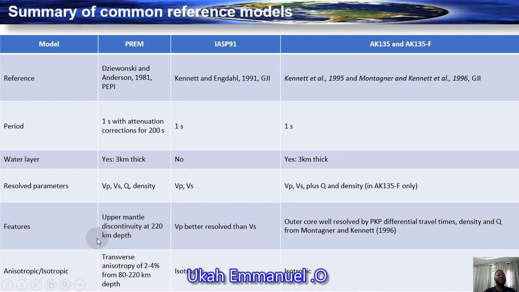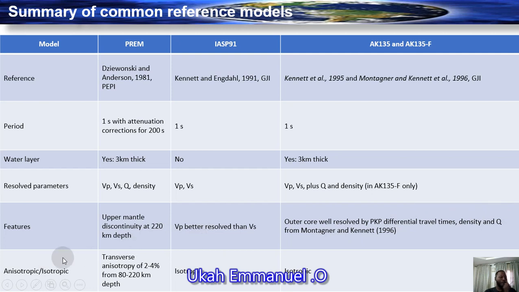So here features the upper mantle discontinuity at 220, which is the artificial discontinuity I talked about, is the gradient change. So here, P waves are better resolved than S waves in this model, which is IASP91, and here the outer core is well resolved by PKP, PKP differential travel time, density and attenuation also better resolved.